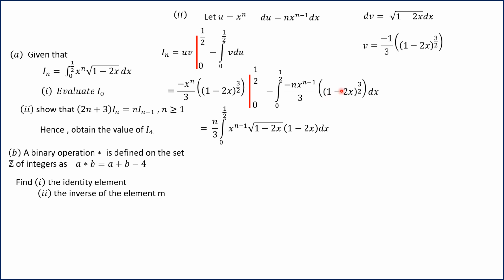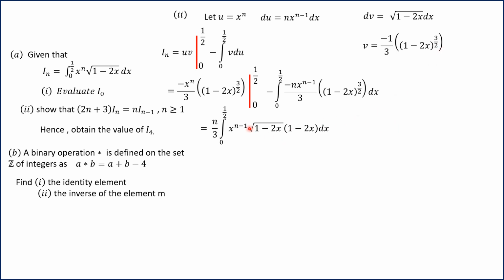What I did was this: I want to create back this square root, right? This (1 - 2x)^(3/2) can be written as (1 - 2x)^(1/2), that is the square root actually, times (1 - 2x)^1, so that when we add the powers, it gives us 3/2. So nothing has changed yet.